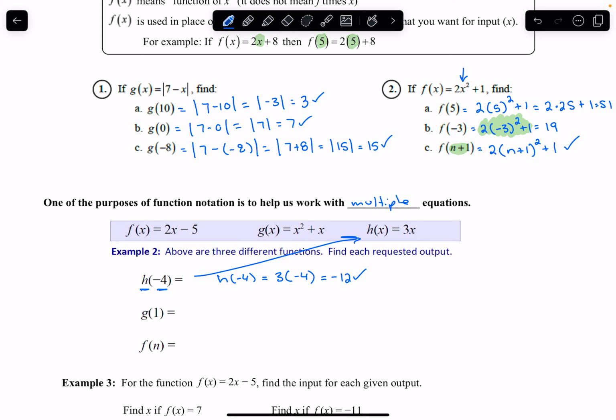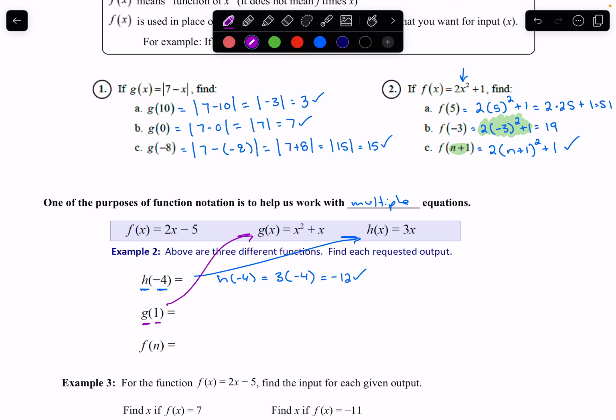Okay. The second one wants me to use the function g and plug in a 1. So I'm going to use the g function. g of 1 equals 1 squared plus 1. Again, because I'm using a square, that's another good time to use parentheses. Really, most of the time is a good time to use parentheses, but we're hitting some right here for sure. So 1 squared plus 1, plug it in your calculator, you get 2.